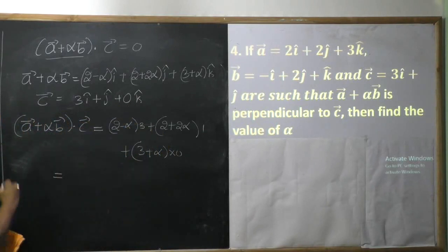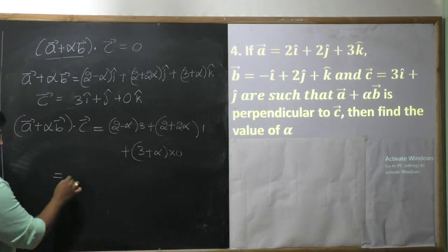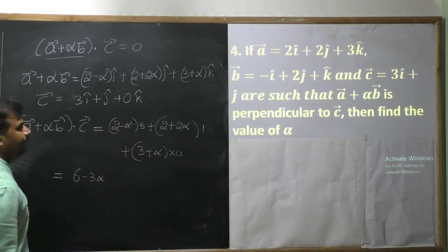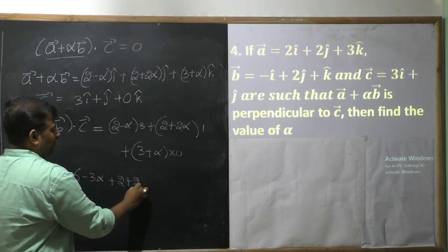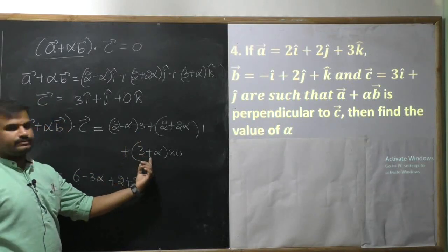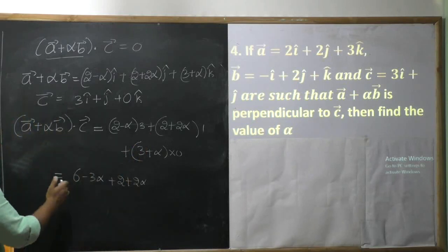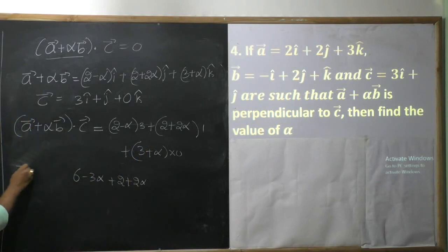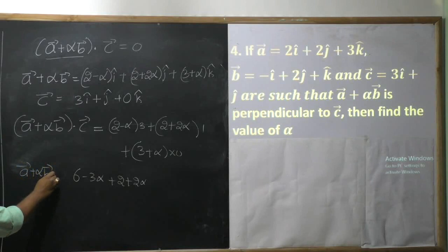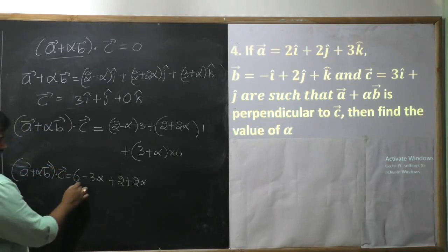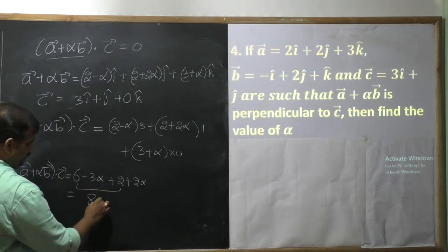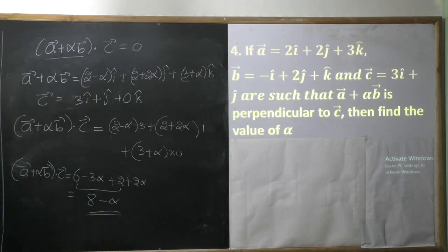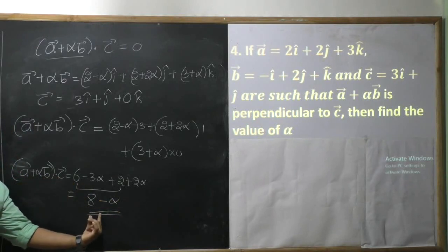So this is equal to 2 minus alpha multiplied by 3, which is 6 minus 3 alpha, plus 2 plus 2 alpha. What is this? This is vector a plus alpha into vector b dot c, which is equal to 6 plus 2, it is 8 minus alpha. Okay, we got a plus alpha b dot c as 8 minus alpha.